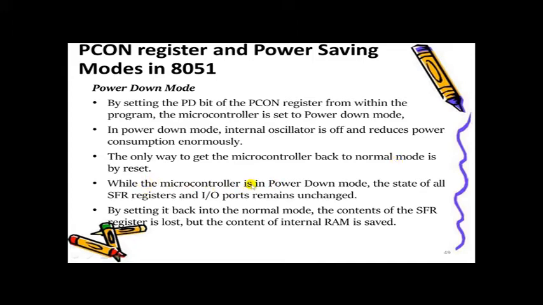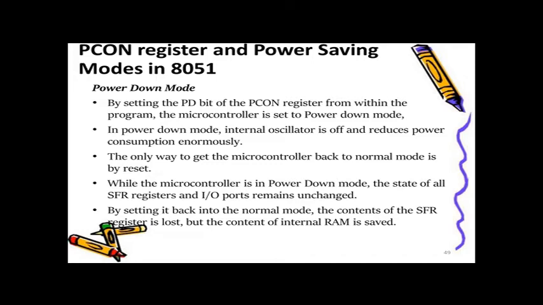While the microcontroller is in power down mode, the state of all special function registers and input-output ports remains unchanged. When it is brought back to normal mode, the contents of the special function registers are lost, but the contents of internal RAM are saved.